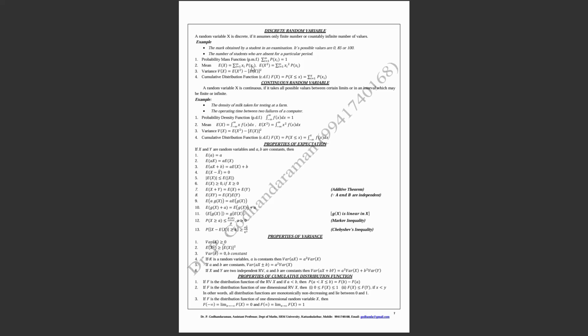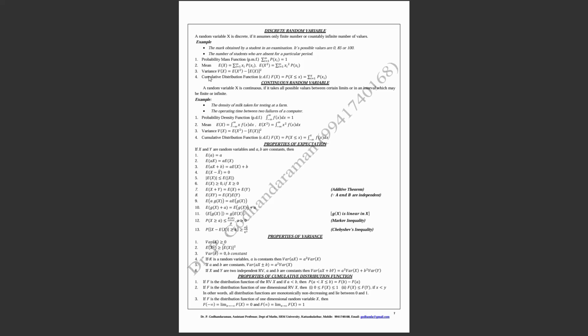We can say sigma x into P of x, or in general sigma i equal to 1 to infinity xi into P of xi. And E of x square is sigma i equal to 1 to infinity xi square into P of xi. Generally, without i also we can say summation of x square into P of x. Next is the variance. Variance formula is E of x square minus E of x the whole square.